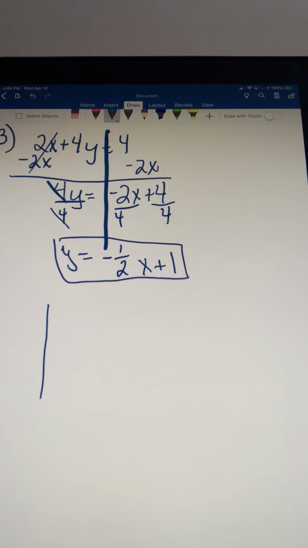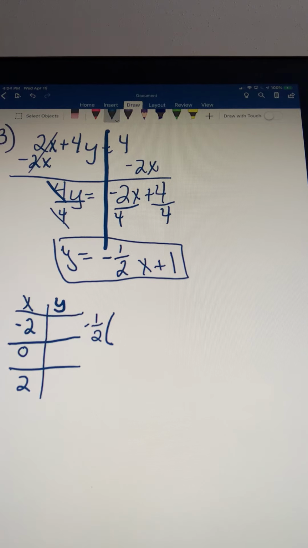I will give you your table. This one's going to be a little different because of this fraction. So your numbers will be negative 2, 0, 2. The change in the numbers will make sure that you don't end up with fractions for your y. So let's begin. We have a negative 1 over 2 times negative 2 plus 1.